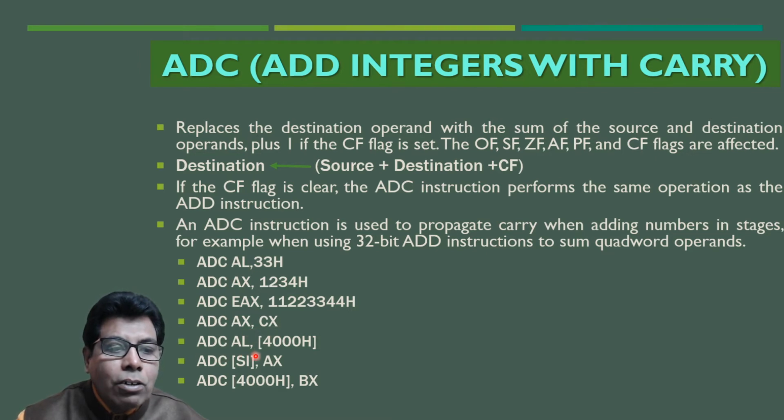Then ADC AL, [4000H]. 4000H is the address of the memory. So the contents of memory are added to the AL register with carry. Then ADC [SI], AX. In this case, AX is a 16-bit register, so this will be added with the 16-bit memory pointed to by SI. And then the last is ADC [4000H], BX. So here BX will be added with the memory that is at 4000H.